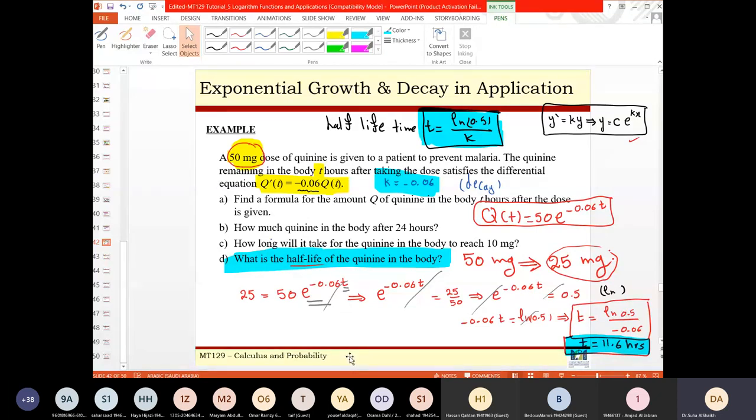In the question C, it wasn't half life. ما كان نص الحياة, كان عشان يصير 10 ملي جرام. So it became ln 0.2. Specifically لما يكون half lifetime it is لن النص. Okay?